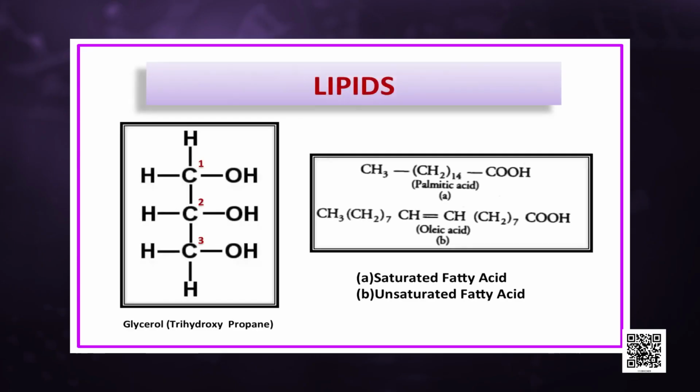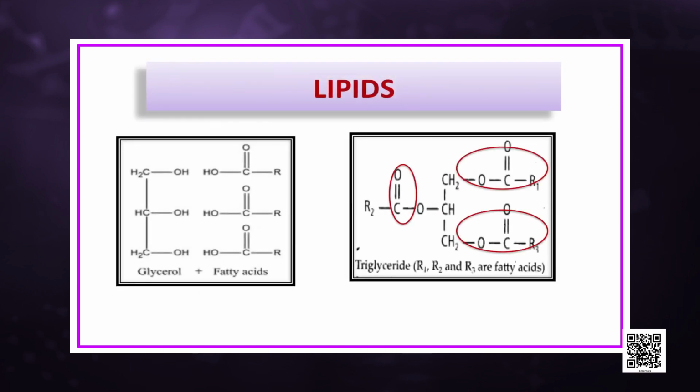Now let's look at the structure of glycerol, which is trihydroxypropane. As you can see, this compound contains 3 carbons and 3 hydroxyl groups. It is a simple lipid. Lipids could also be simple fatty acids. Fatty acid has a carboxyl group attached to an R group.